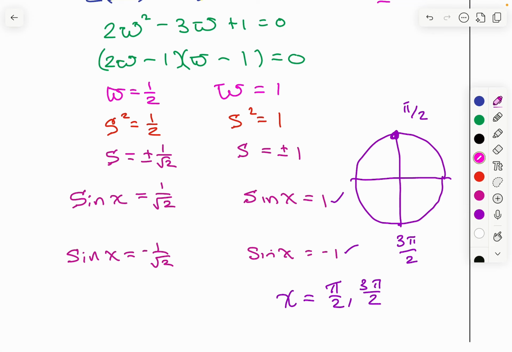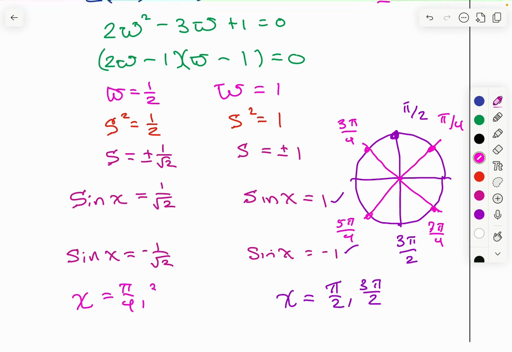Okay, and then 1 over root 2 and -1 over root 2, those are happening right at the angles that are multiples of 45, not on the axes. So pi over 4, 3 pi over 4, 5 pi over 4, and 7 pi over 4. And together, this makes up my solution set.